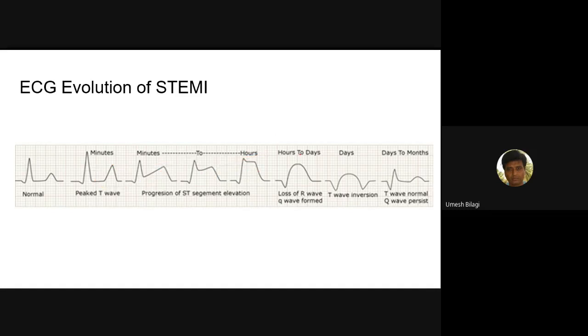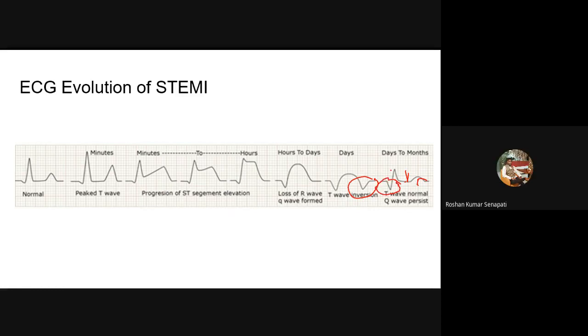Once, after hours to days, there is loss of R wave. R wave will lose its voltage. R wave will become negative. You can see this. R wave has gone, in waveform Q waves actually. R wave will be gone, and you may have only Q wave. Later on, T wave inversion starts. Then ST will come down if there is no aneurysm. ST will come down and T wave also may become normal, but the Q wave may persist.